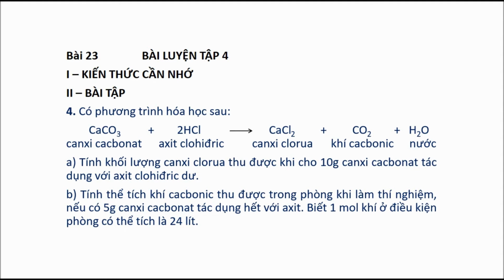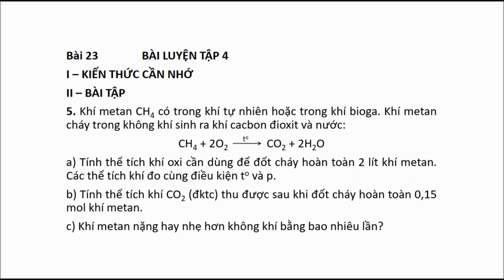A. Calculate the mass of calcium chloride obtained when 10 grams of calcium carbonate reacts with an excess quantity of hydrochloric acid. B. Calculate the volume of carbon dioxide obtained in the laboratory if 5 grams of calcium carbonate reacts completely with an acid, given that the volume of 1 mole of a gas at ambient condition is 24 liters. 5. Methane gas CH4 exists in nature or in biogas.